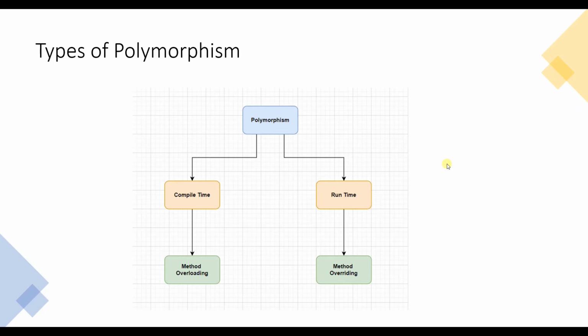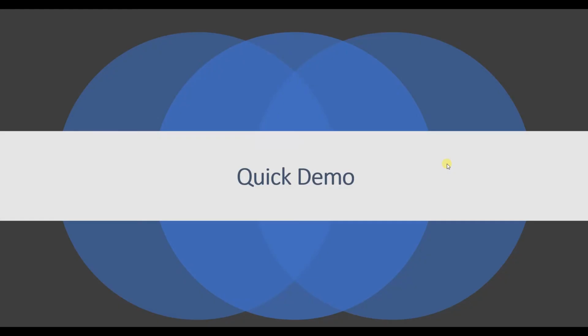So what does compile time mean? It means that the binding of the class object and its method occurs at compilation. So what does runtime mean? It simply means that the binding between the class object and its method occurs dynamically, meaning when we actually run the program. Let's have a quick demo on polymorphism.